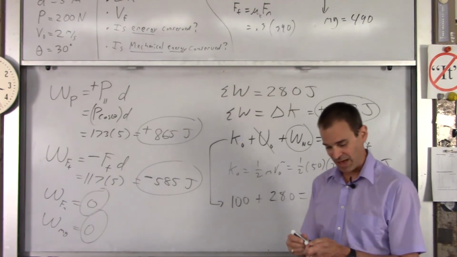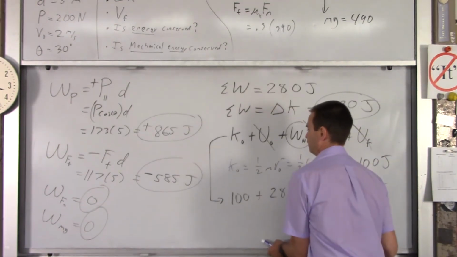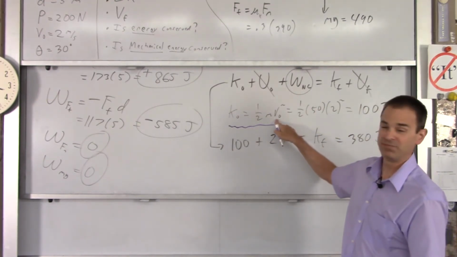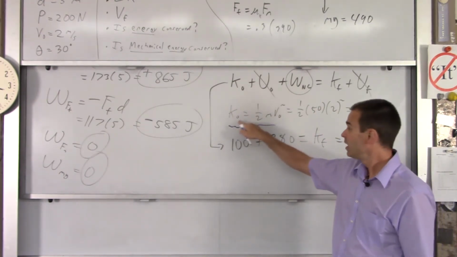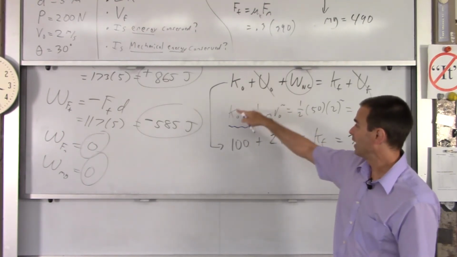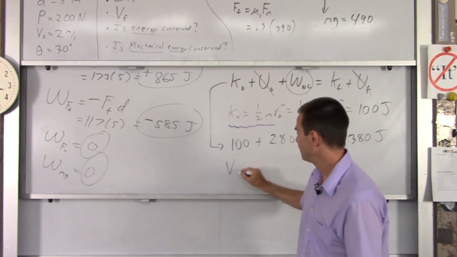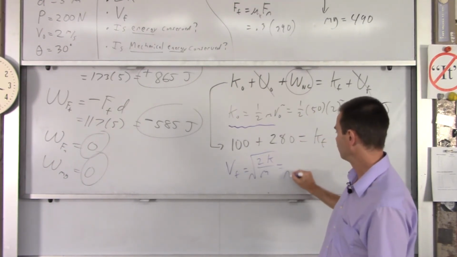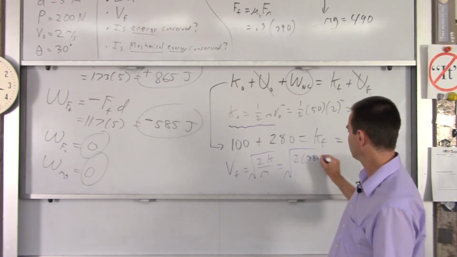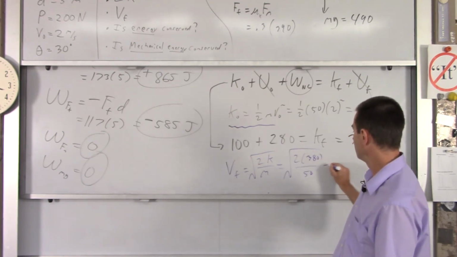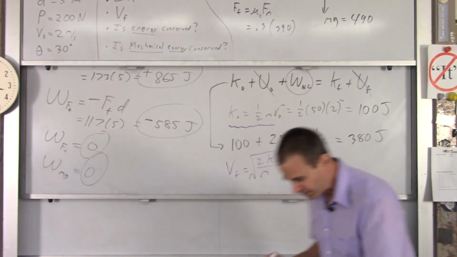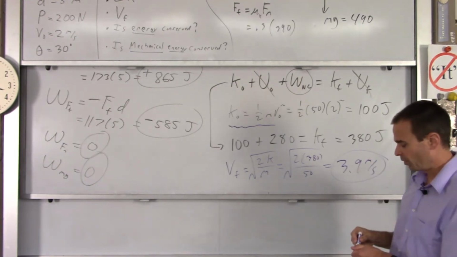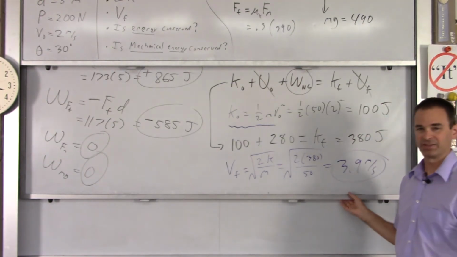Now to find the final velocity of the box, you're going to use that equation again, but now this is going to be v final. This is going to be kinetic energy final. If you do a little algebra on this and solve for v, you get v final equals the square root of 2K over m, which is the square root of 2 times 380 over 50. And if you plug and chug that in your calculator, you get 3.9 meters per second. So the box is going almost double the speed it was going at the beginning of the problem.